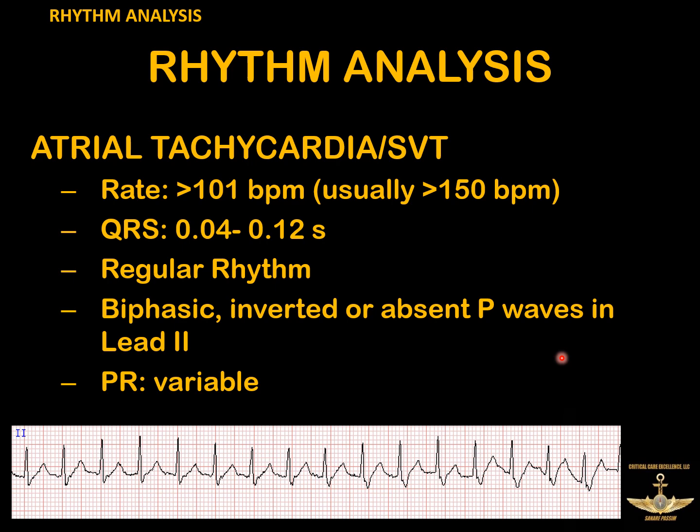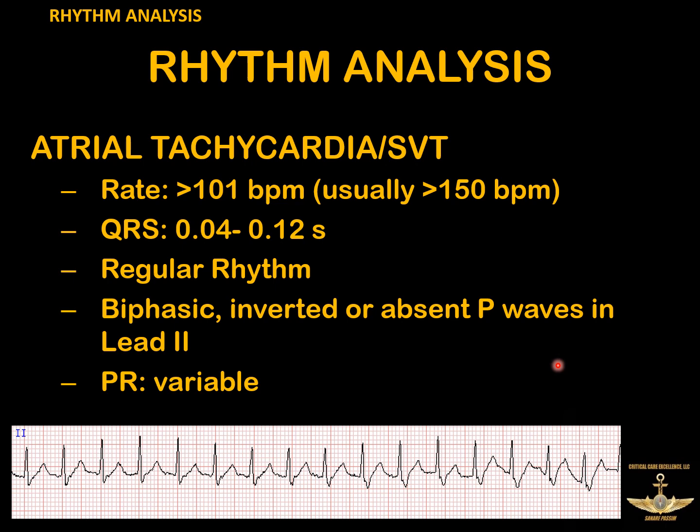The rhythm is going to be regular, and that's going to be important when you compare this to things like atrial fib, which is not going to be regular. So within the rhythm itself, it is going to be pretty regular. And if you can see P waves, they're going to be odd looking, so biphasic, inverted, or usually they're absent. Usually you can't see them.